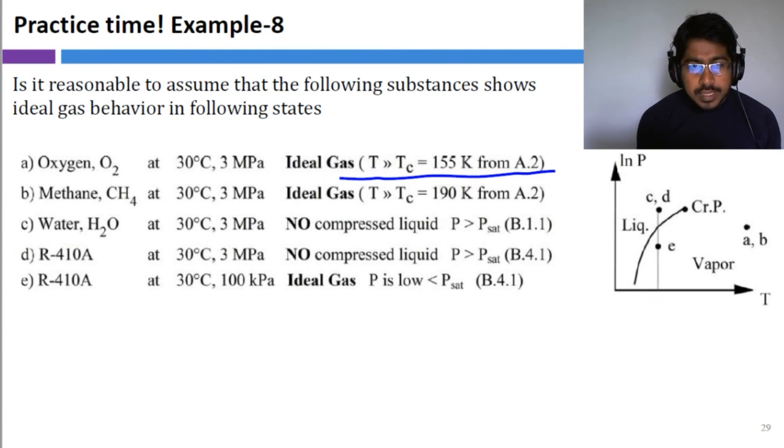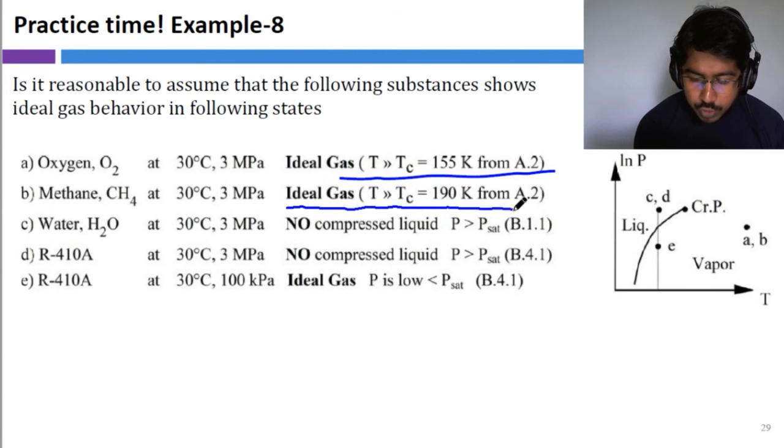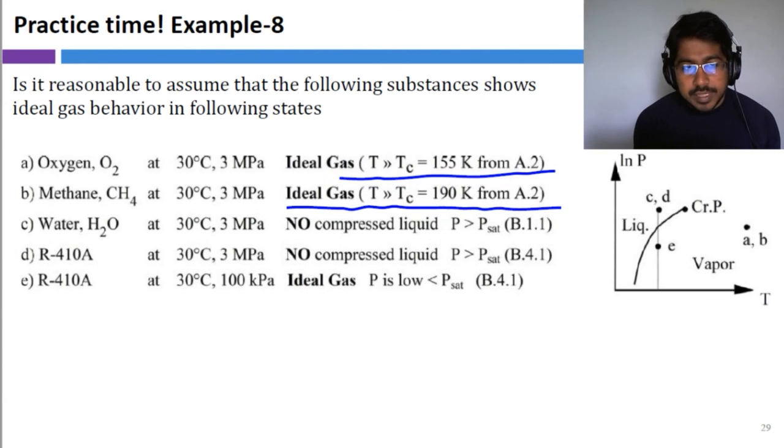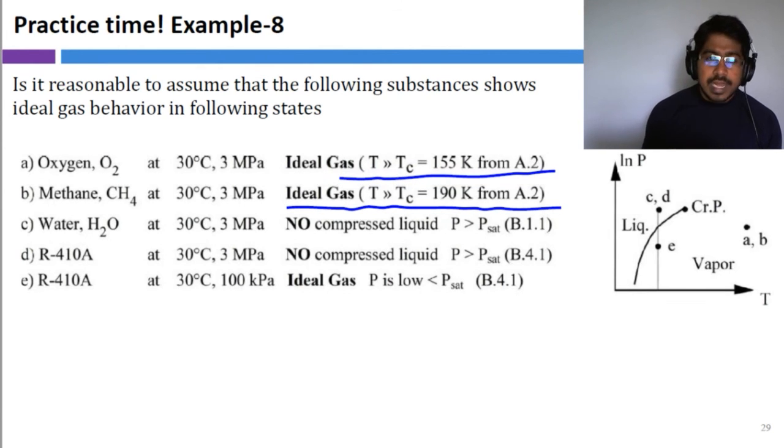So we can assume ideal gas behavior. And then methane. For methane, the critical temperature can be found to be 190 K from the same table. There, again, the state of the substance that we are talking about is at 30 Celsius, which is 303 kelvins. This is again significantly higher compared to the critical temperature, right? So in this case, we can assume ideal gas behavior. Are we clear about the first two, A and B? Are you doing good?